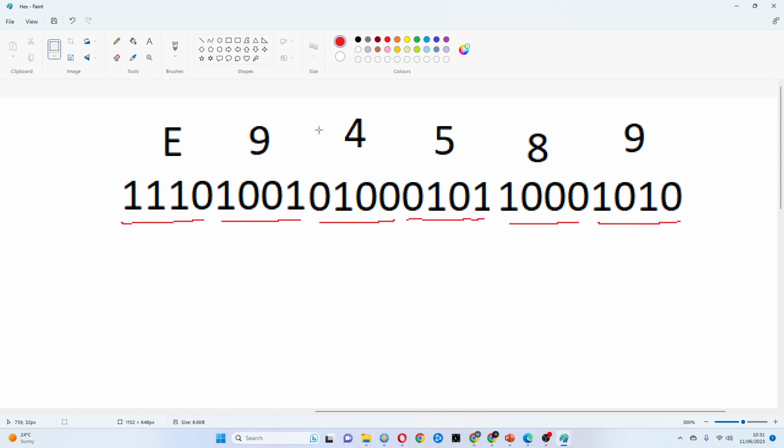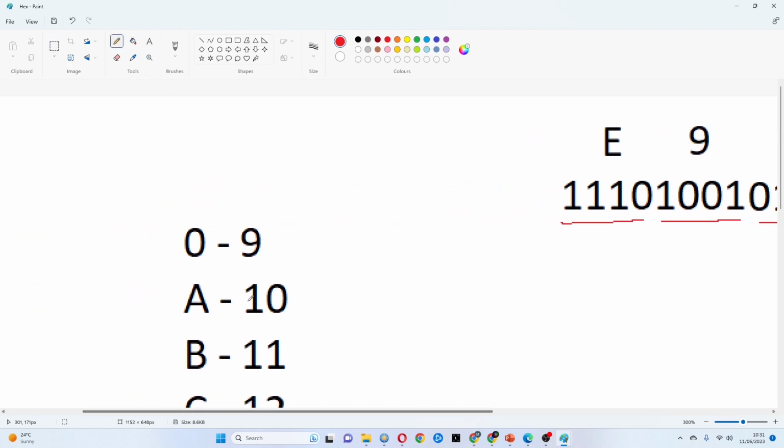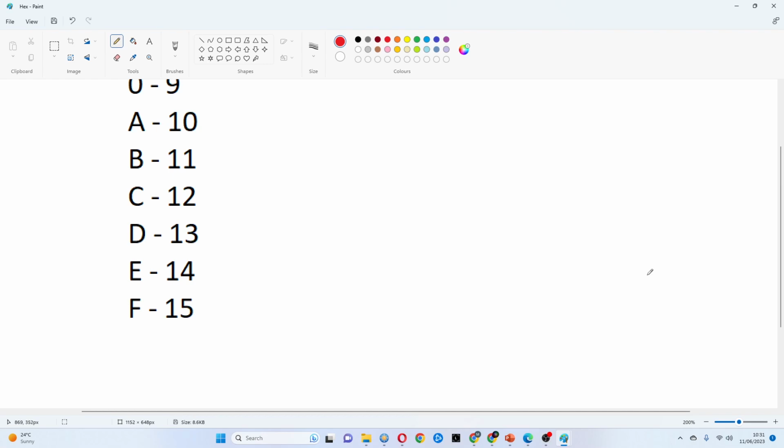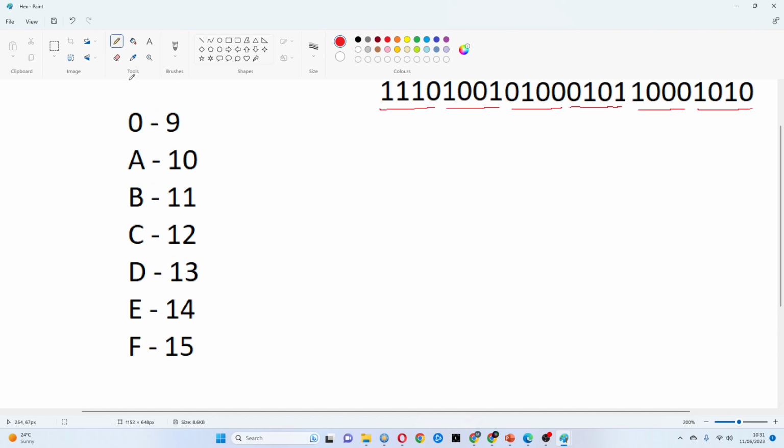So why is this E9? Well, hexadecimal works like this. 0 to 9 are the same, okay, because they take 1 digit up. And then they need a digit for 10. So they use A, B, C, D, and so on.